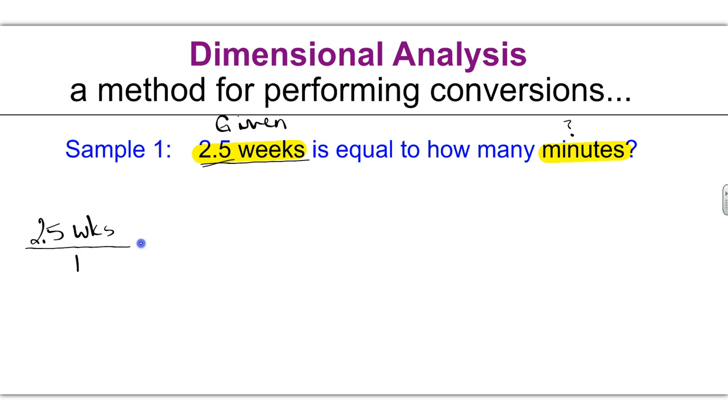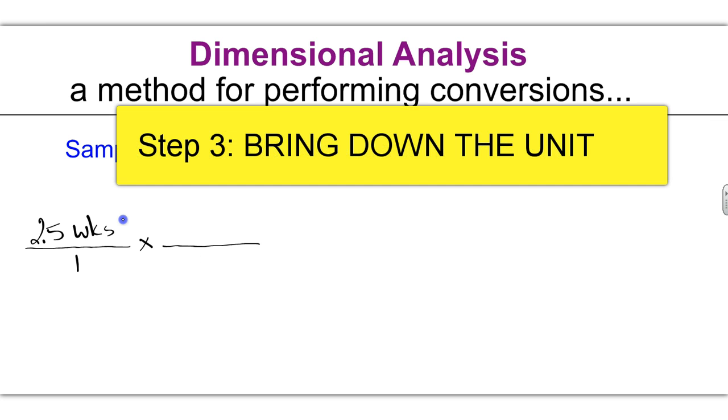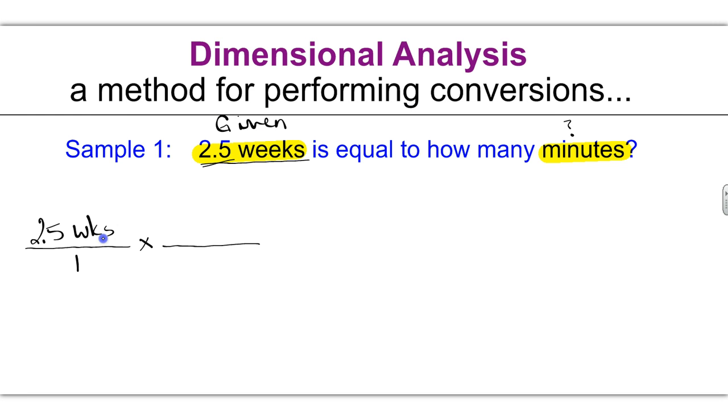The second step is going to be to write times and draw a line. This starts my second step, or my next step of dimensional analysis. I want to take the unit from the first step, which in this case is weeks, and I want to bring the unit down to the second step. This allows my units to cancel each other because this essentially is weeks divided by weeks, which cancel and equal 1.